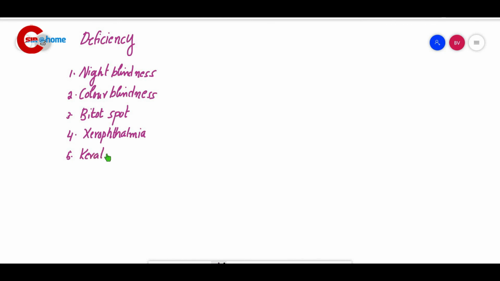Next deficiency, xerophthalmia. Here the conjunctiva becomes dry, thick and wrinkled, and loses its normal transparency. When xerophthalmia persists for a long time, it progresses to keratomalacia, that is softening of the cornea. And then follicular hyperkeratosis, which is hyperkeratinization of the epithelial lining of our follicles. The result is that the skin becomes rough.